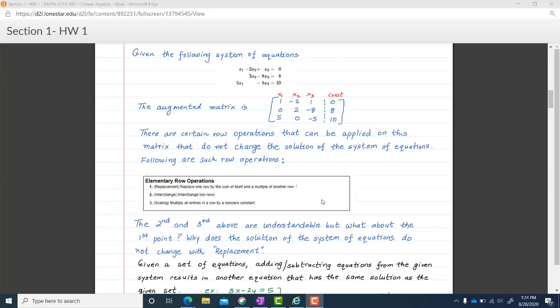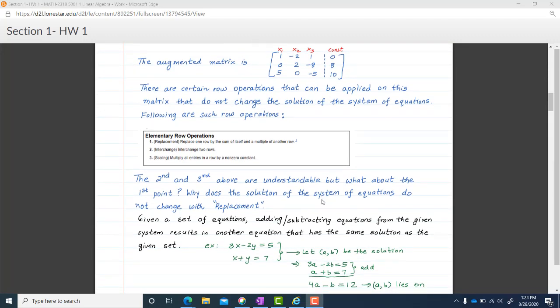For example, I don't know how much you know about vectors. You might have seen them in trigonometry. If you have two vectors, the resultant vector, the addition or the subtraction vector, also passes through the same point as the given two vectors. Then you have scaling.